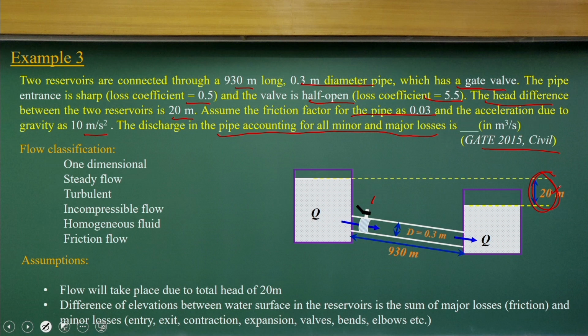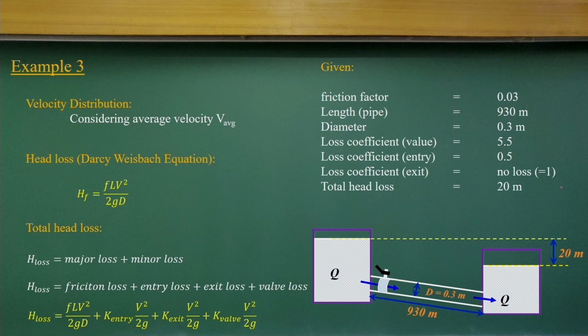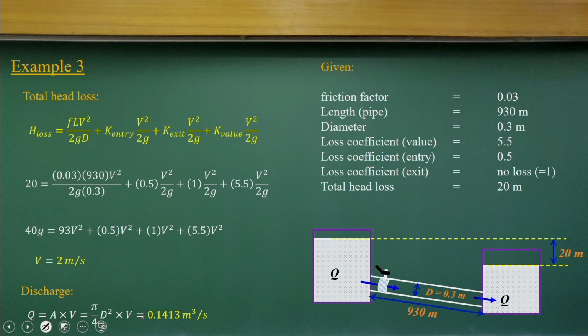So you write in terms of discharge and compute. You will use the energy losses: friction losses, entry losses, exit losses, valve losses, all components are there, and if you substitute, you will get the velocity and you will get the discharge. So try to understand the substitution of values and all. It's not a very difficult task for you.